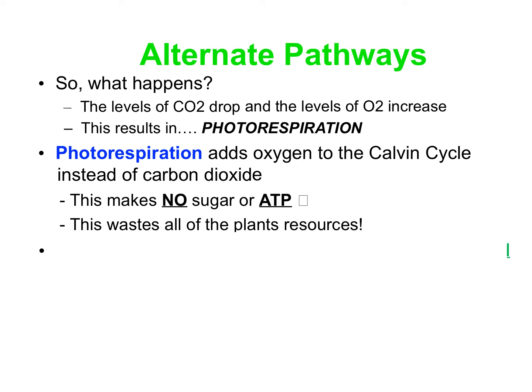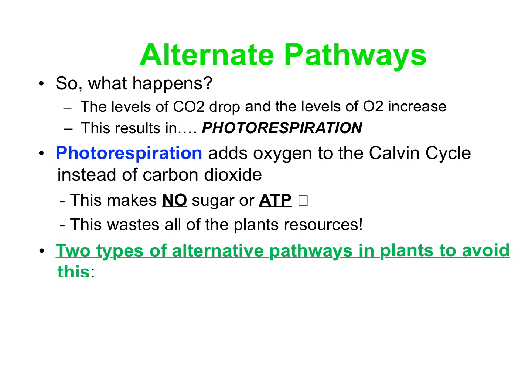When this happens, because we're missing a carbon molecule, we're not making any sugar or any ATP. And this is wasting a lot of the plant's resources. We're trying to avoid this. So instead of doing photorespiration, there are two alternative pathways plants can choose to do photosynthesis. The first is called CAM, and the second is C4.